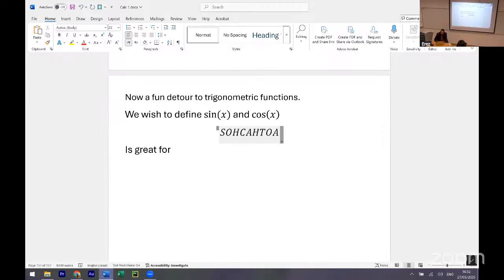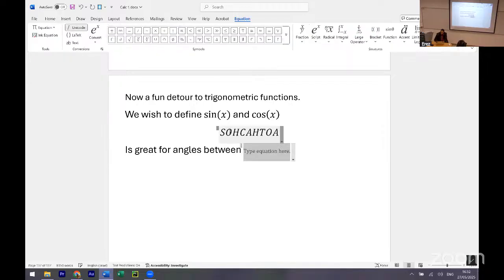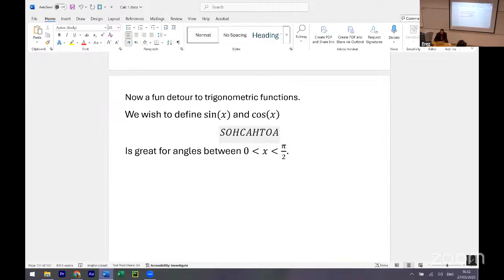for angles between 0 and pi over 2. What about any other value of x? Who cares, right? But sine and cosine are well defined on all real numbers, not just for the open segment between 0 and pi over 2. So how do we define sine and cosine in general?